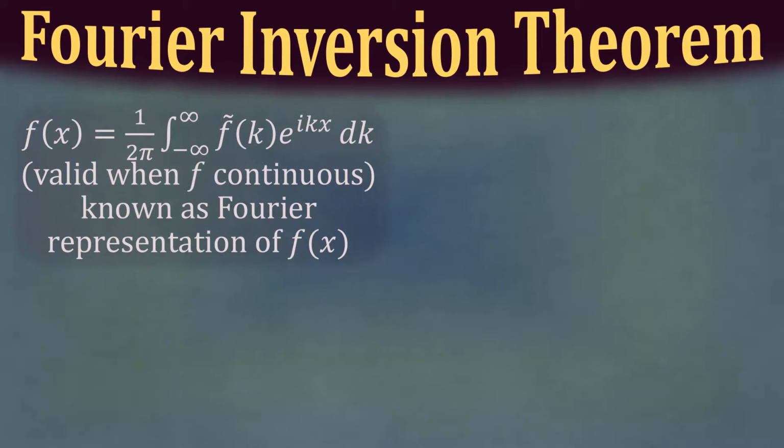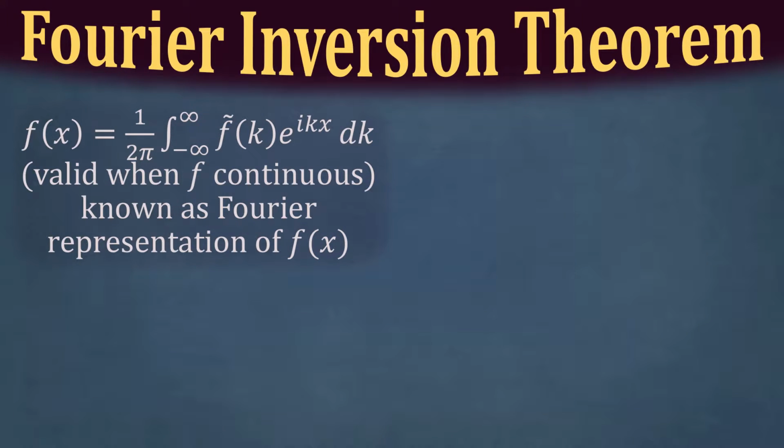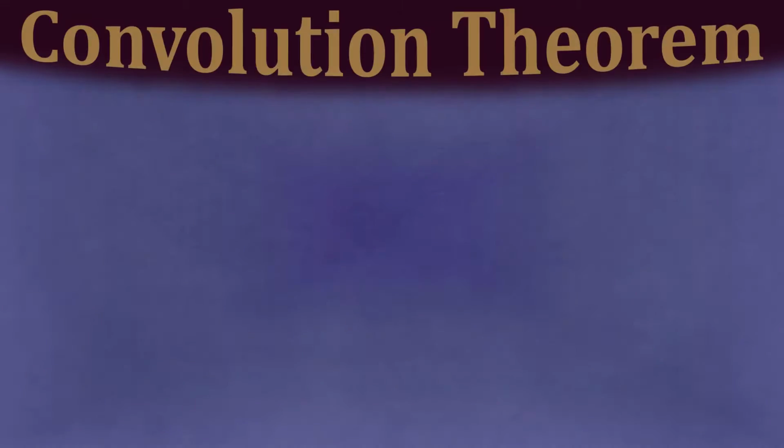The expression f of x equaling 1 over 2 pi times the integral from minus infinity to infinity of f tilde of k times e to the i k x dk, valid when f is continuous, is known as the Fourier representation of f of x.